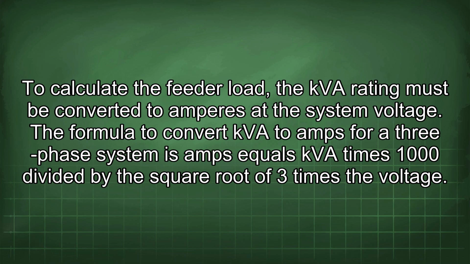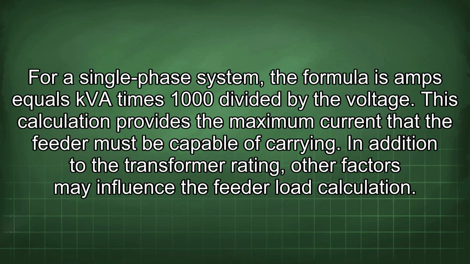The formula to convert kVA to amps for a three-phase system is amps equals kVA times 1000 divided by the square root of 3 times the voltage. For a single-phase system, the formula is amps equals kVA times 1000 divided by the voltage. This calculation provides the maximum current that the feeder must be capable of carrying.